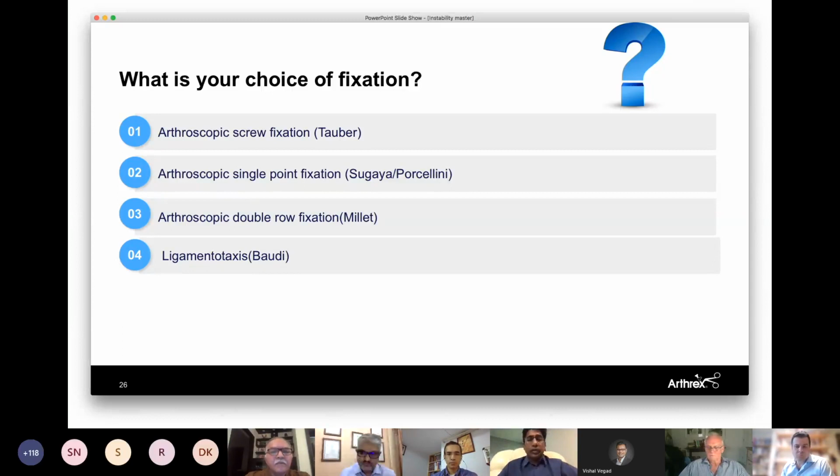Sorry, it was muted. I think the fragment looks to be not a very huge fragment, Nilesh. I would still go for a single point fixation, like in Sugaya, where I had one superior and one inferior anchor. I think it will reduce the fragment pile. So I will go ahead with the single point fixation in this case.